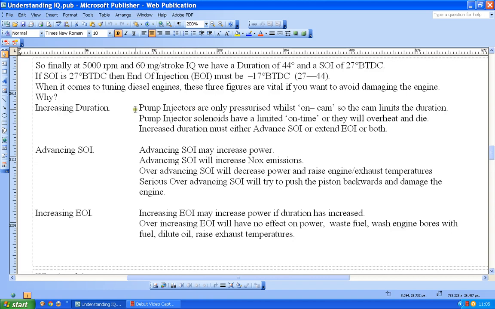First of all, the injectors, these pump injectors, can only be pressurised while they're sitting on the cam. So if you're too near the beginning of the cam rising up, or at the end where it's going down, you won't get any pressure. So the whole thing will not work. So it's got to be sitting on the cam. So you've got to be within the degrees that the cam is actually working the injector.